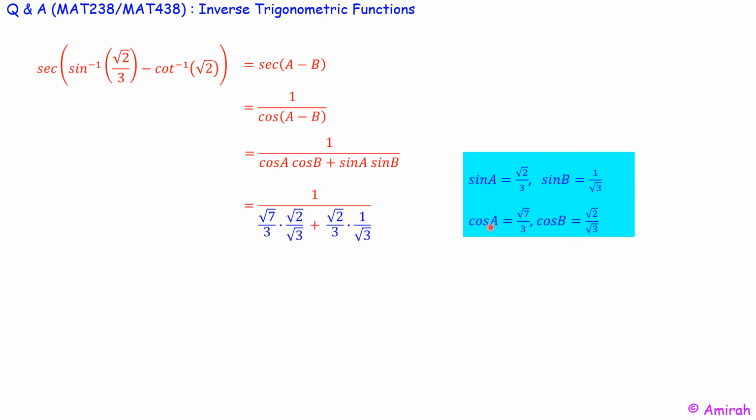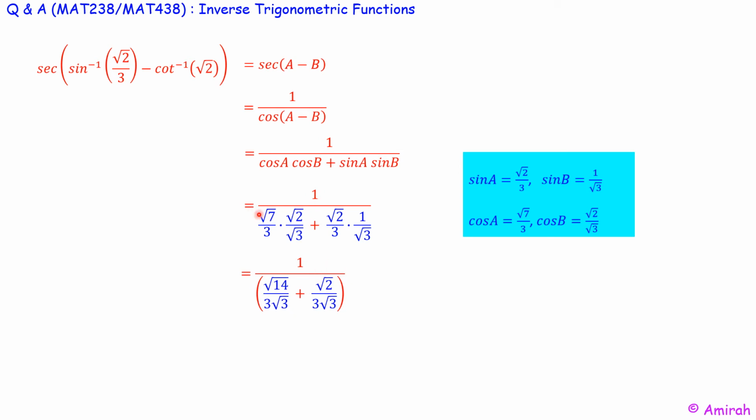We replace cos A equals sqrt 7 over 3 times cos B equals sqrt 2 over sqrt 3. And then plus sin A equals sqrt 2 over 3 and then times sin B equals 1 over sqrt 3. Okay. Since we have fraction times fraction, we just multiply straight. Okay. We multiply top and top, and we multiply bottom and bottom. Okay. So we get this.